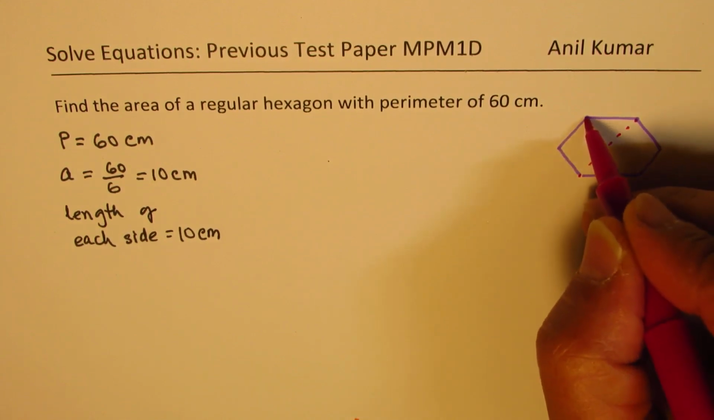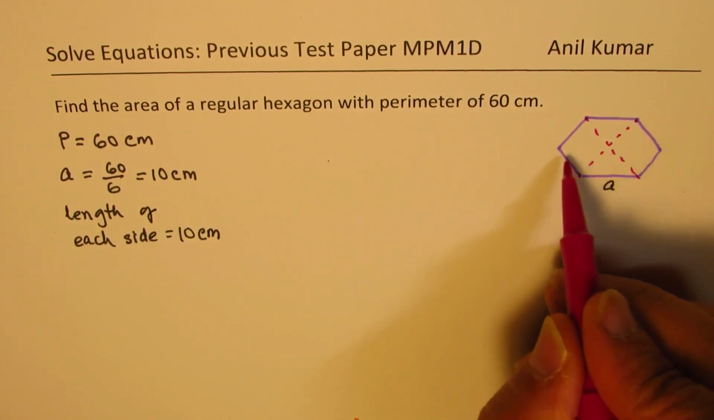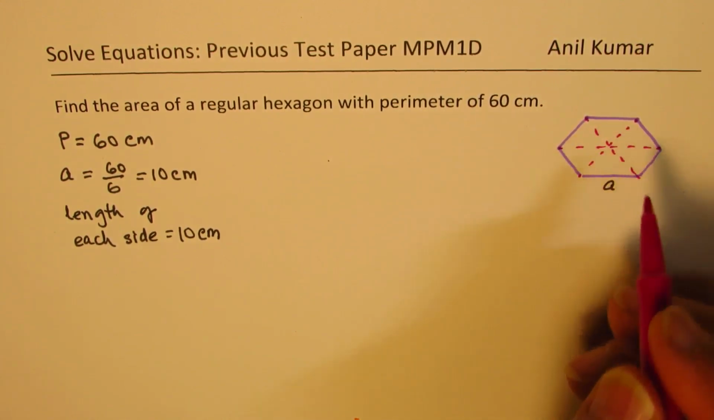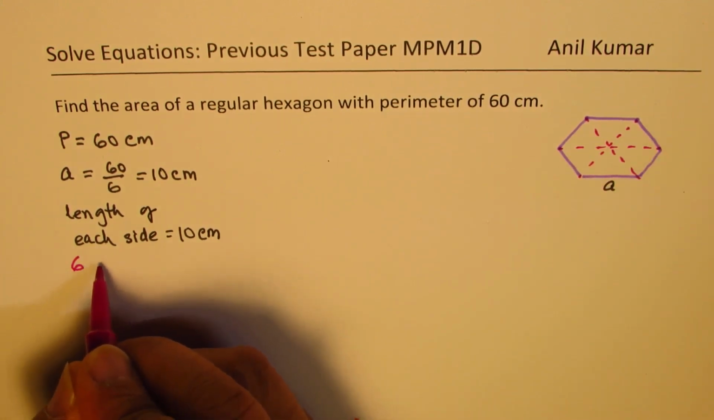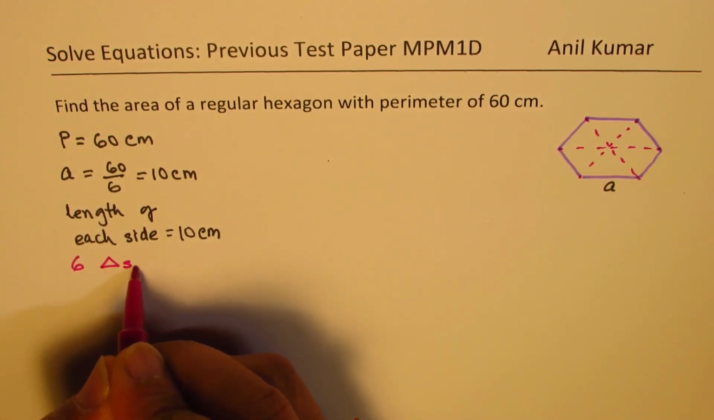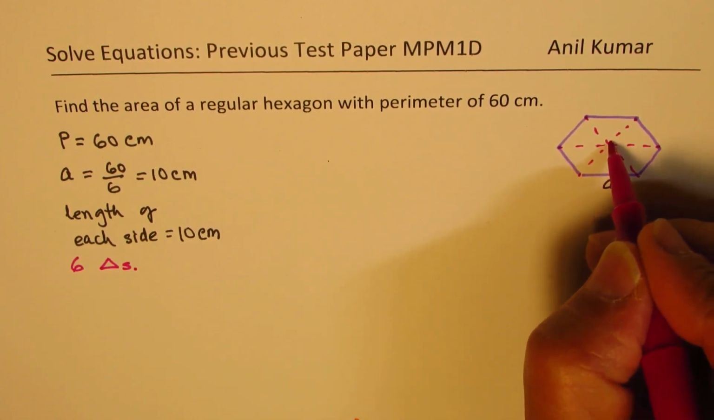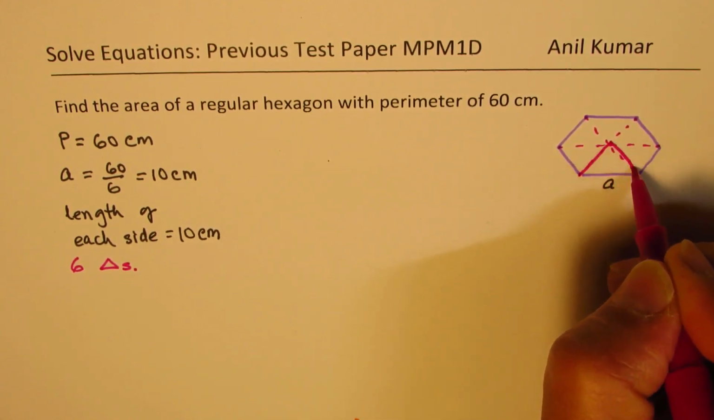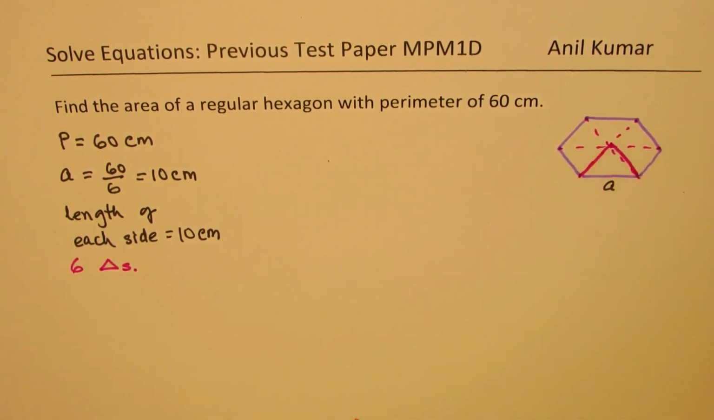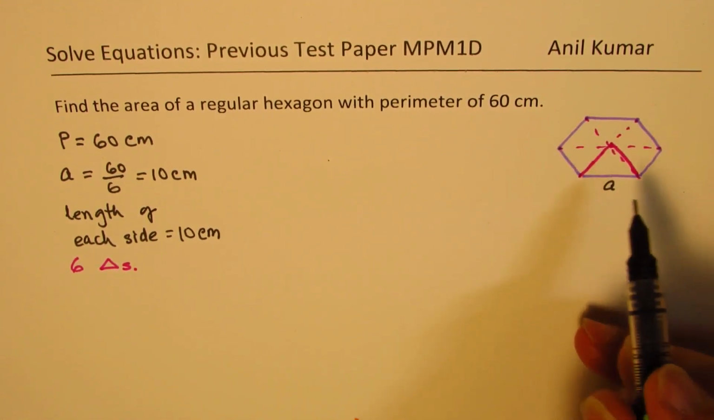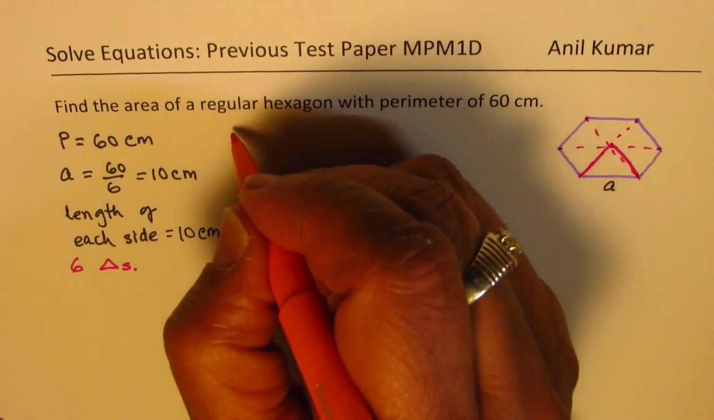Now, since we need to find the area, what we are going to do is make triangles, right? If you make triangles in a hexagon, you actually get 6 triangles. So we have 6 triangles. Let's find the area of one triangle.